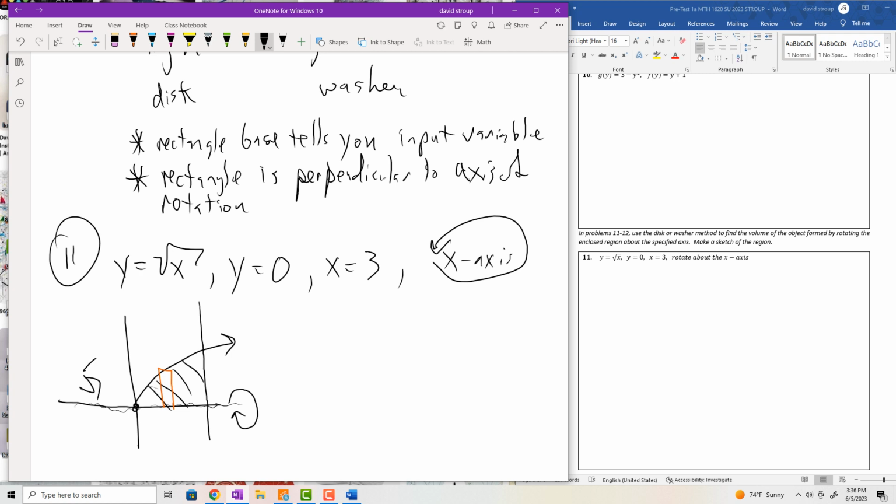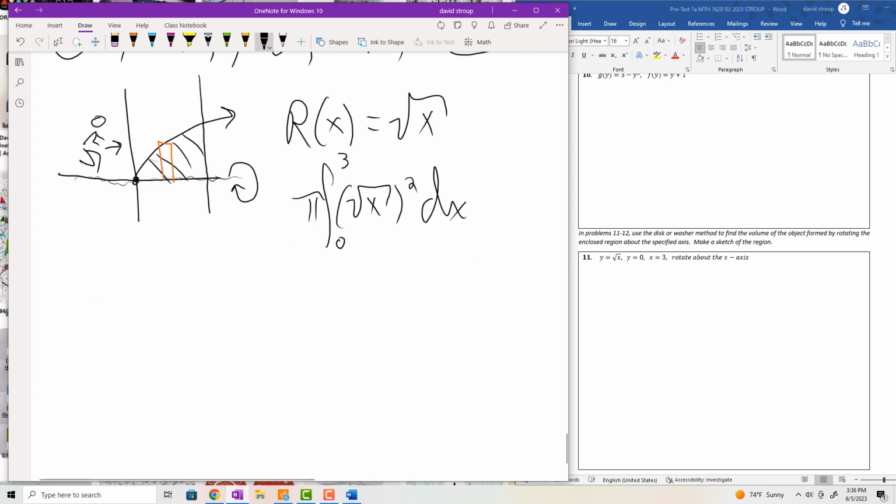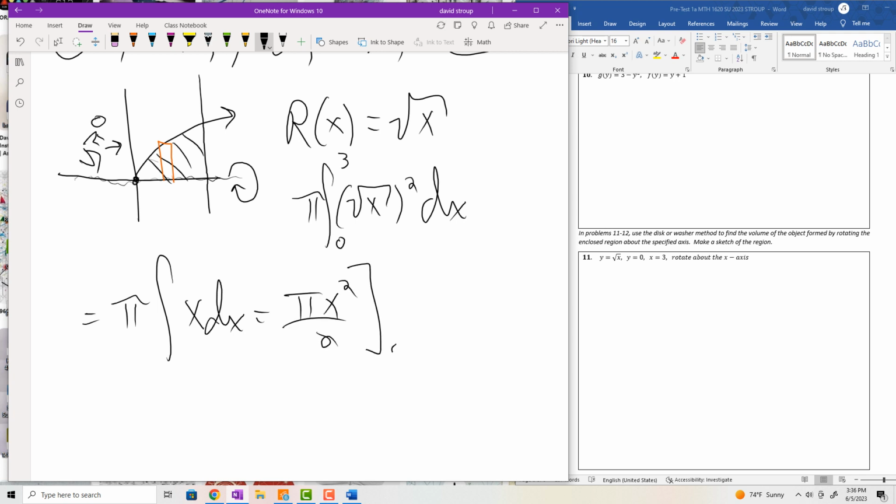And so it's in terms of x, and the Riemann person is going in this direction. It's a disk, so we need a formula for the radius in terms of x. The radius is just going to be the height of that rectangle. It should be square root x. And so we have pi times r squared dx, and the Riemann person is running from 0 to 3. Then we just evaluate that, and that will be our answer. Square root squared gets rid of the square root. This will be pi x squared over 2 from 0 to 3, so that will be 9 pi over 2.